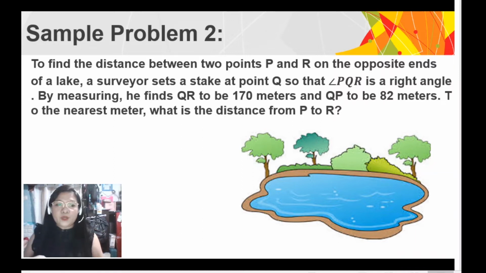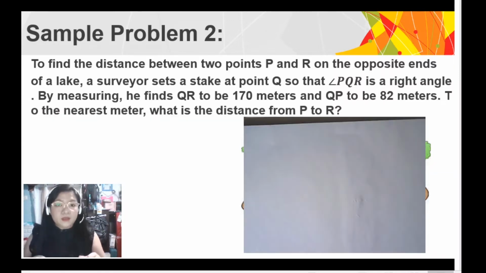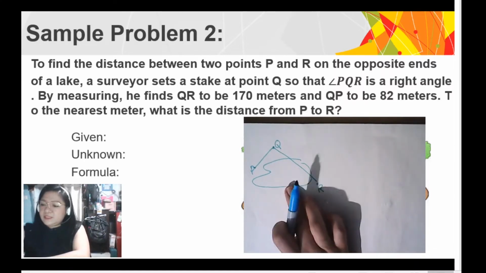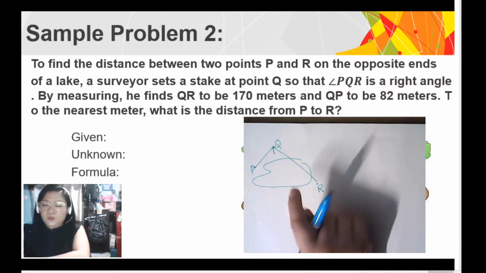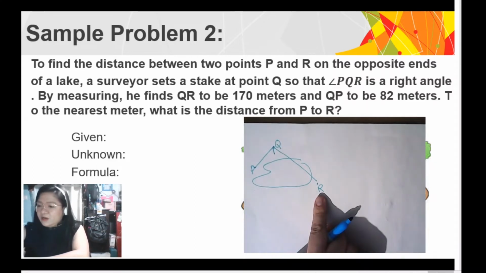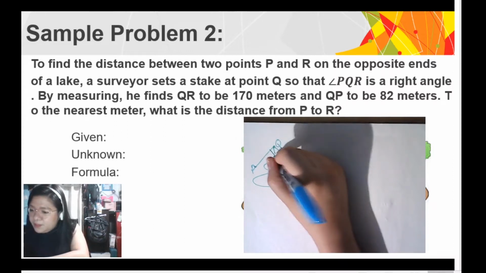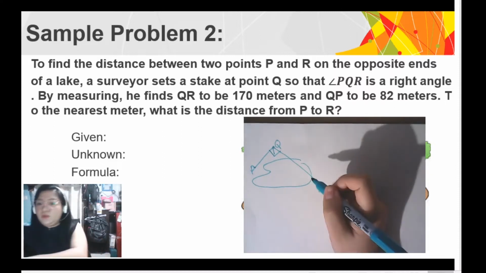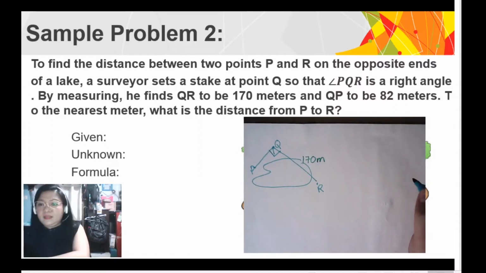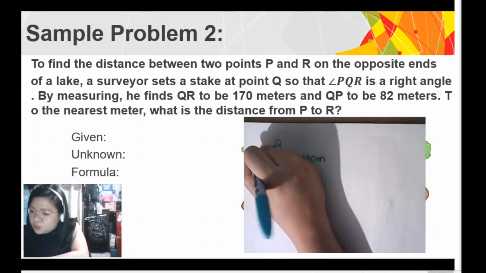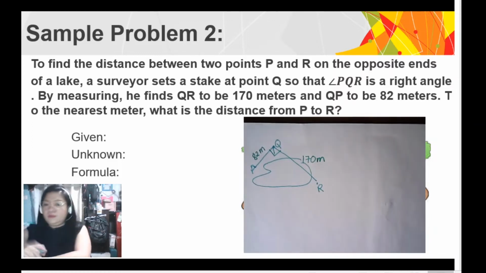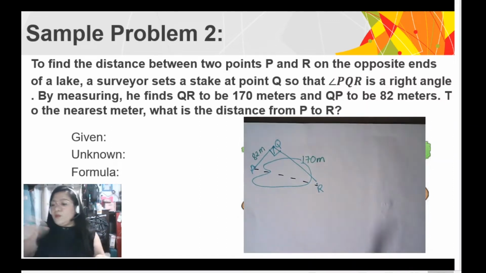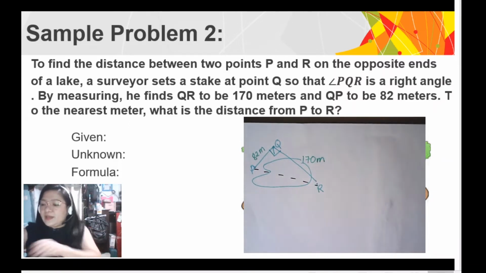Okay, again, we are going to draw a representation for our problem. This is our representation. This is the lake and this is stake Q. So points P and points R are here and the angle PQR is 90 degrees. From the question, QR is said to be 170 meters and QP is 82 meters. We are looking for the distance from P to R. When we look at this figure, it is also a right triangle.